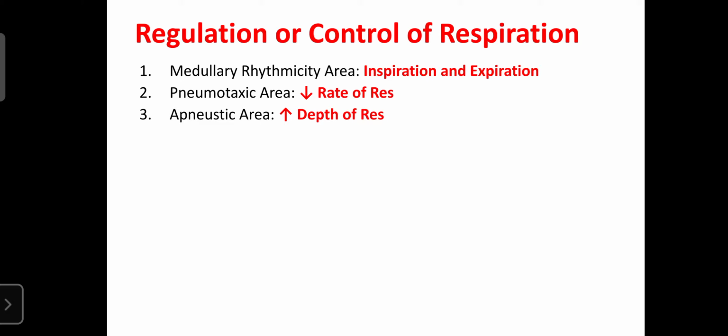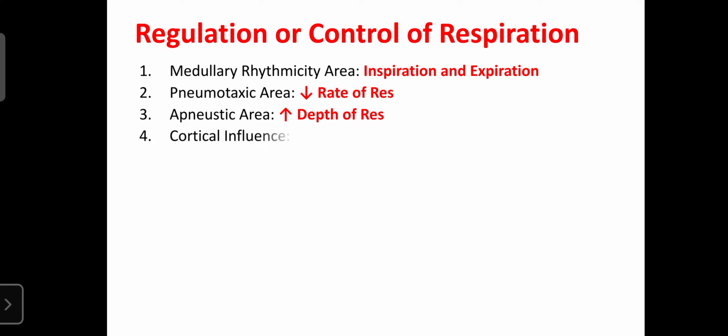That is helpful for completing the oxygenation process, because if the rate of respiration increases, complete oxygenation does not occur in the alveoli. Such conditions arise in hyperventilation. So the pons is involved in decreasing the rate of respiration as well as increasing the depth of respiration, through the pneumotaxic area and the apneustic area.